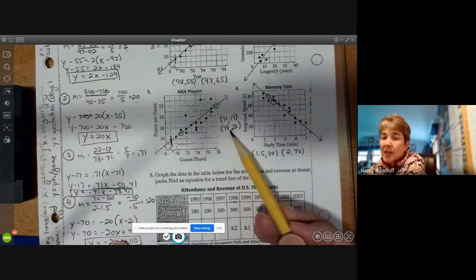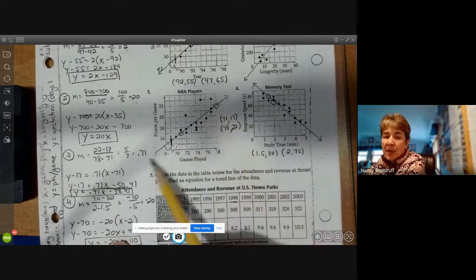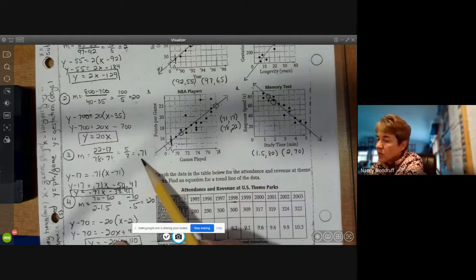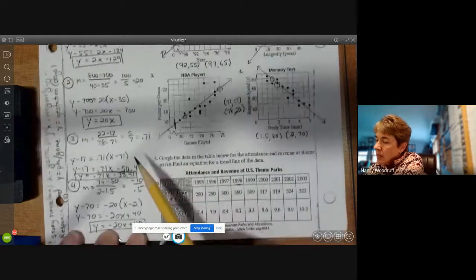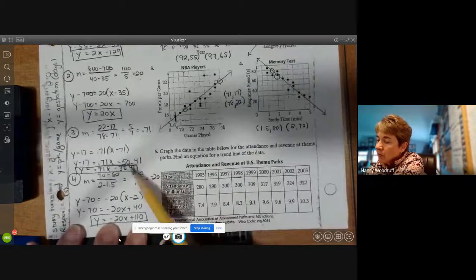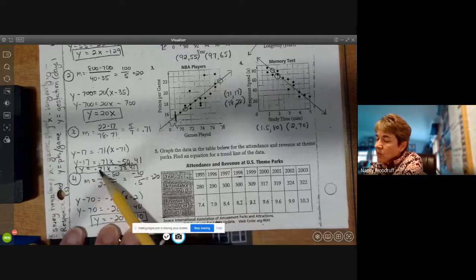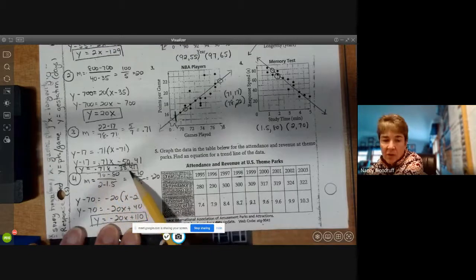Here are my 2 points. I'm going to calculate my slope, and it's about 0.71, 0.7-ish, and then point slope, distributive property, and my final line: y equals 0.71x minus 33.41.